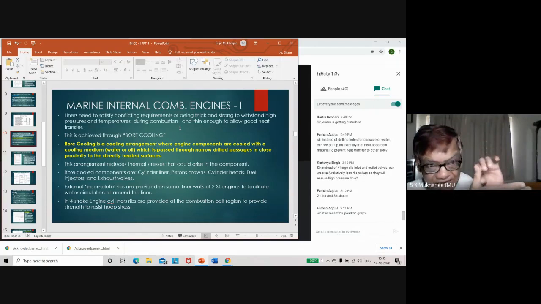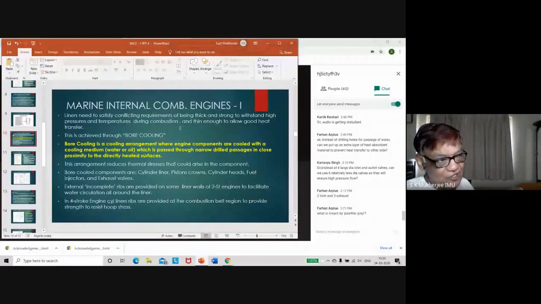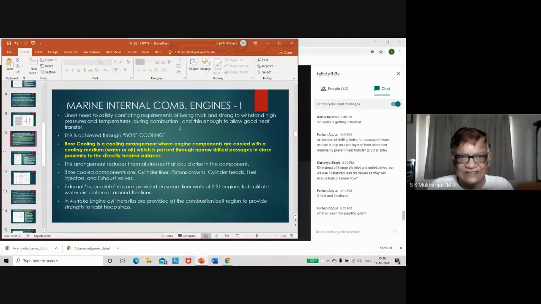And if you make it very thick, then the differential temperature or the temperature gradient will also become very high. So if you make it very thick and the temperature on one side is very high, there is every reason for that cylinder liner to crack. So you need that liner to be thick to take the physical pressure, and you need it to be thin so that there is no temperature gradient. So both are contradicting each other. So how do you manage this?